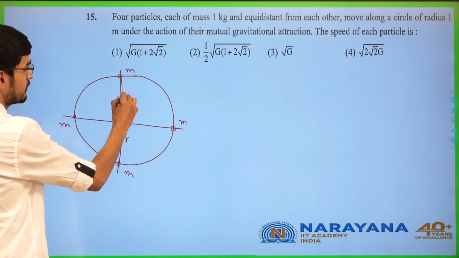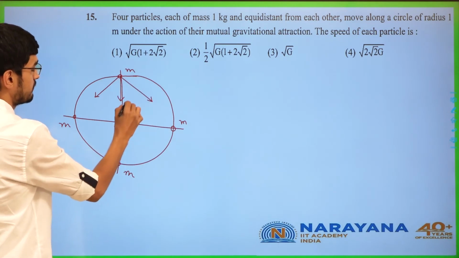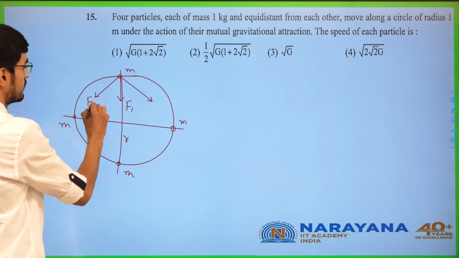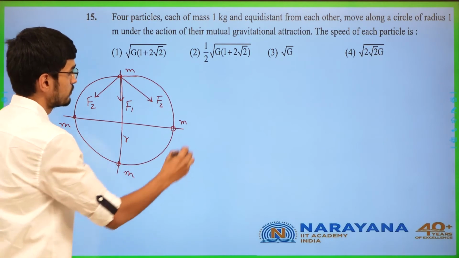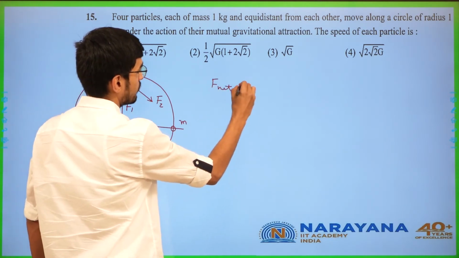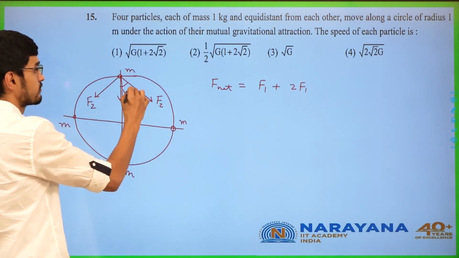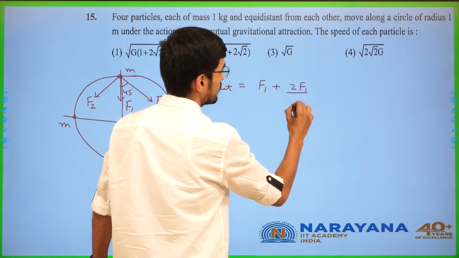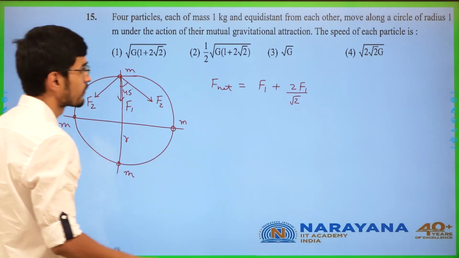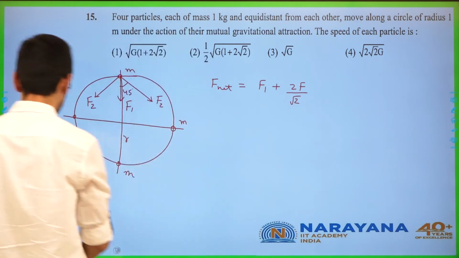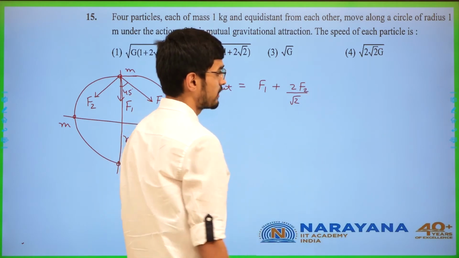So on this particle there will be 3 forces applied by the 3 other particles. Their directions can be drawn like this. Let's say this is F1, this is F2. If between these two the force is F2, between these two also the force will be F2. So the net force will be F1 plus 2 times... sorry, one second. This won't be F1, this would be F2. So this will be F1 plus 2 times F2 cos 45 degrees.